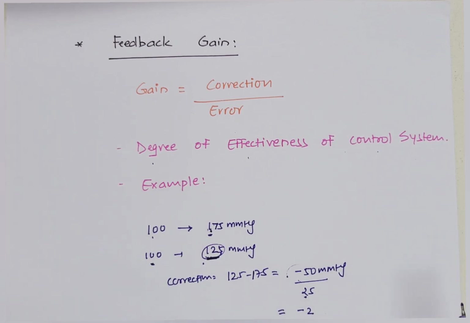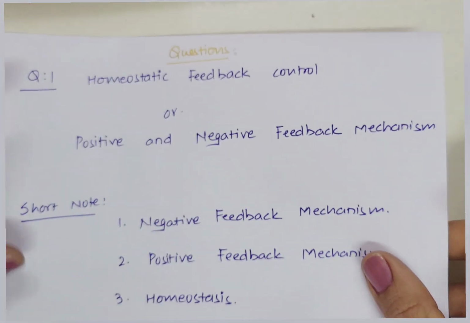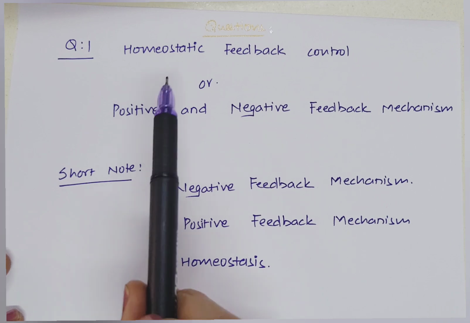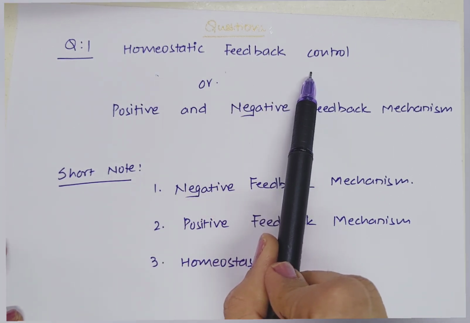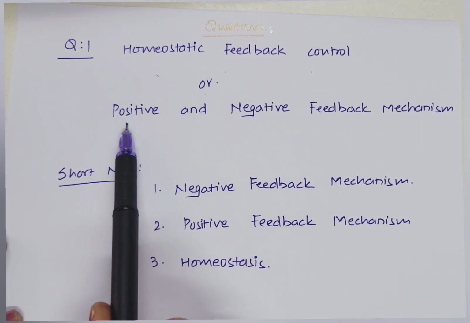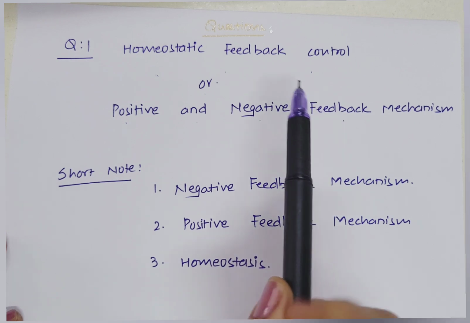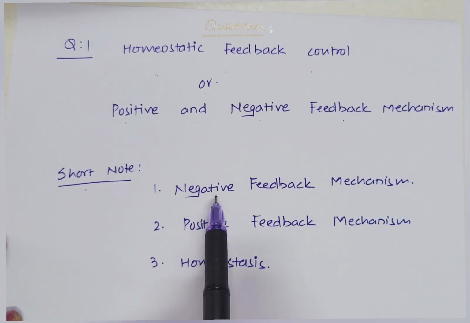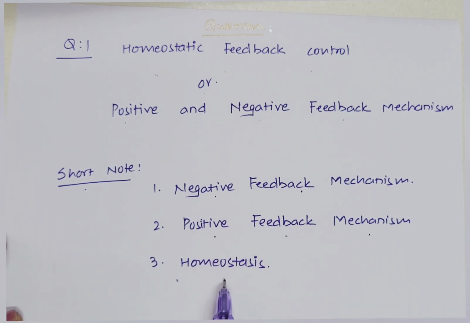So this is all about today's topic. Questions from today's topic, this kind of questions will be there. Number one is homeostatic feedback control, or positive and negative feedback mechanism. These are PYQ university questions. Short notes: negative feedback mechanism, positive feedback mechanism, and homeostasis.